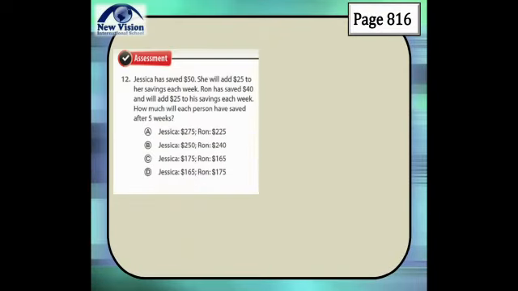Next page, next item. Jessica has saved $50. She will add $25 to her savings each week. Ron has saved $40 and will add $25 to his savings each week. How much will each person have saved after 5 weeks? So if your answer is letter C, you are correct. Jessica will have $175 and Ron will have $165.